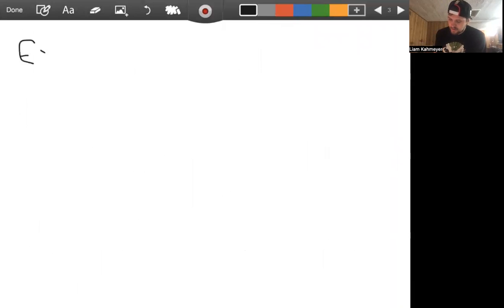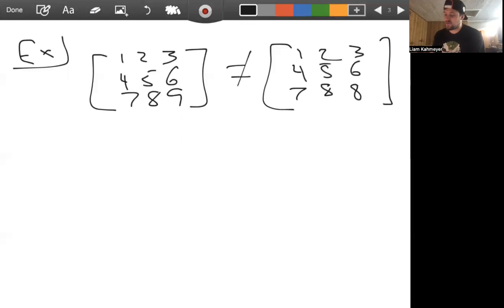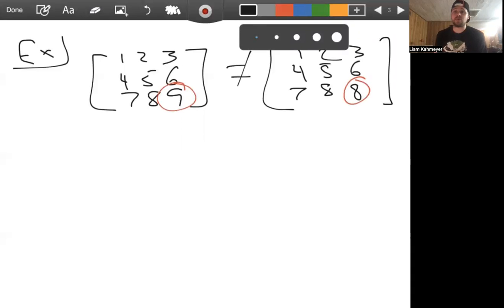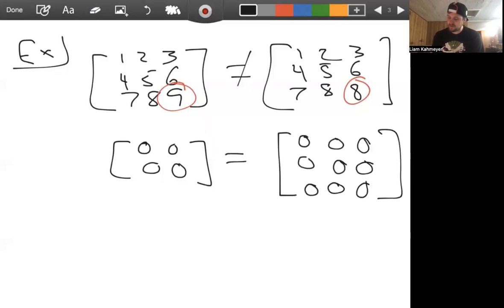So for example, here, the matrix 1, 2, 3, 4, 5, 6, 7, 8, 9, and the matrix 1, 2, 3, 4, 5, 6, 7, 8, 8. These matrices are not the same matrix. It's pretty obvious when you have two different entries that that's not the same. But you do need every single entry to be identical. Also, you have to have the same size of matrix on each side. So for example, with the zero matrices, let's have a 2 by 2 zero matrix, and then a 3 by 3. These are also not equivalent. Those are different matrices because they have different dimensions. The number of rows and the number of columns are different.